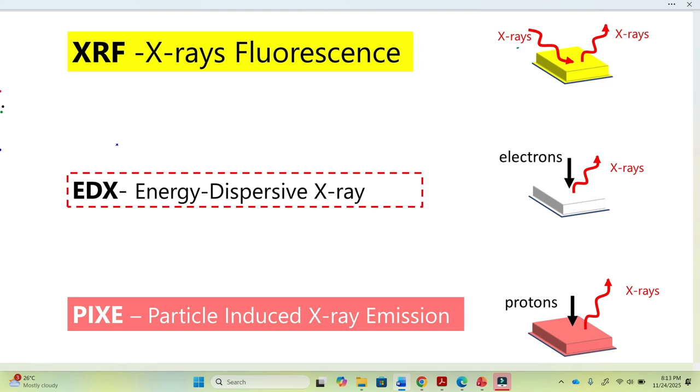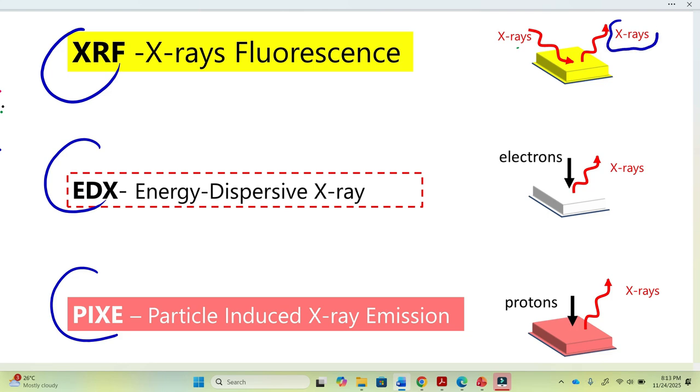Do you know all these three characterization techniques used for a similar purpose? In all these techniques, we basically get X-ray from the sample, and these X-rays contain a lot of information about the samples. So all these three techniques are used for elemental analysis. Now, what is elemental analysis?